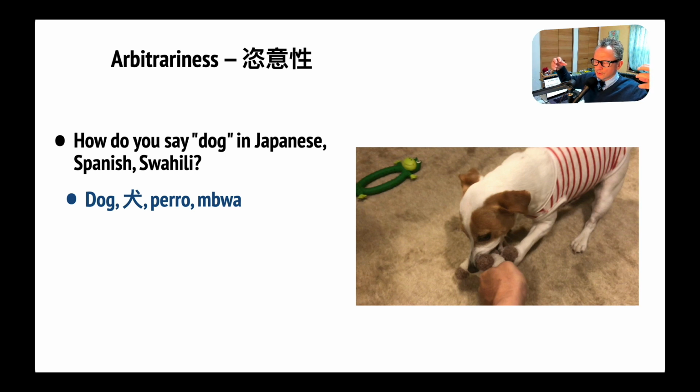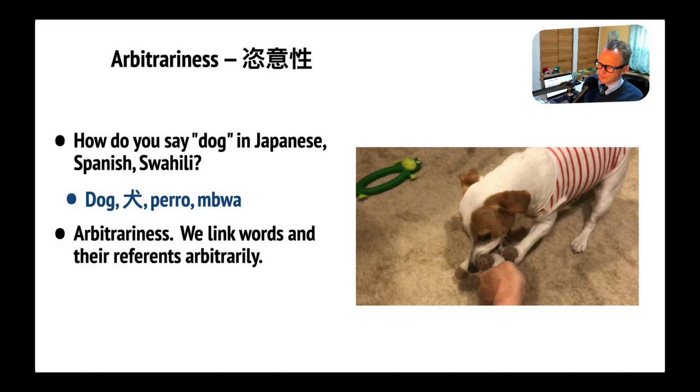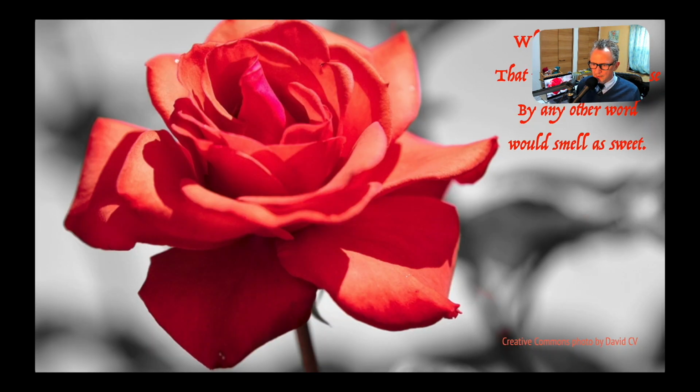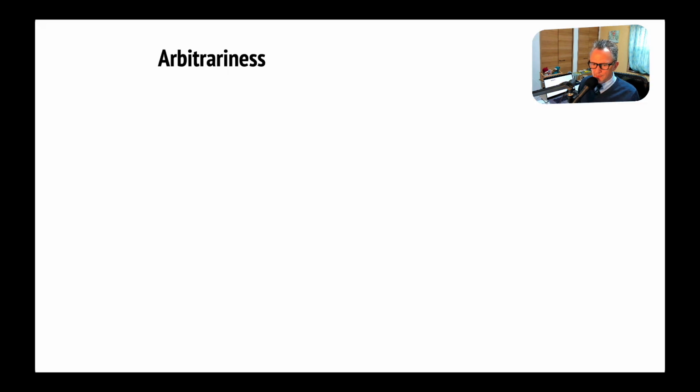In other words, the word dog doesn't look like a dog. Perro in Spanish doesn't look or sound or feel like a dog. It's an arbitrary symbol. So this is the idea of the arbitrariness of the sign from Ferdinand de Saussure. And it's one basic principle of linguistics, right? What's in a name? That which we call a rose by any other word would smell as sweet, a phrase from Shakespeare, right?